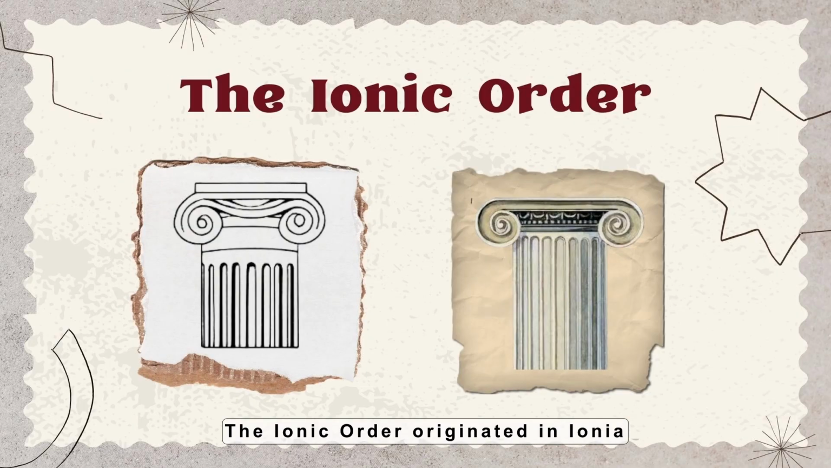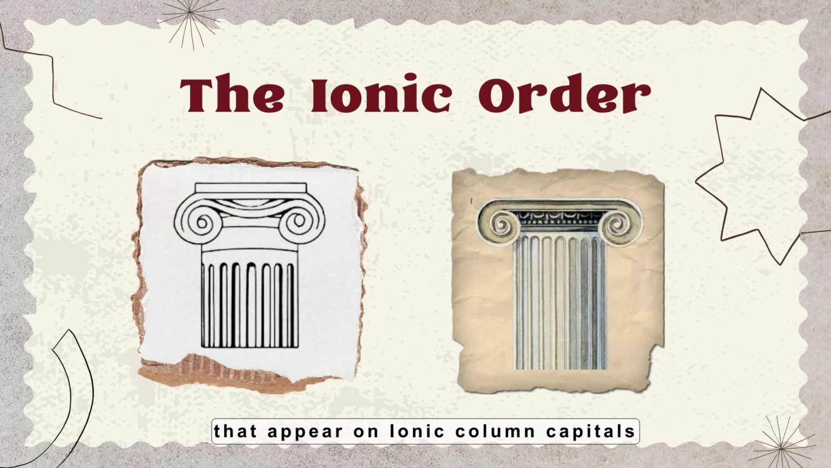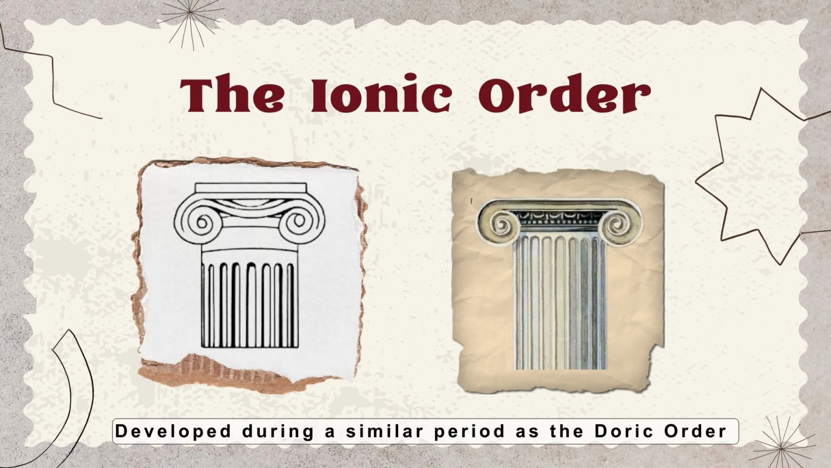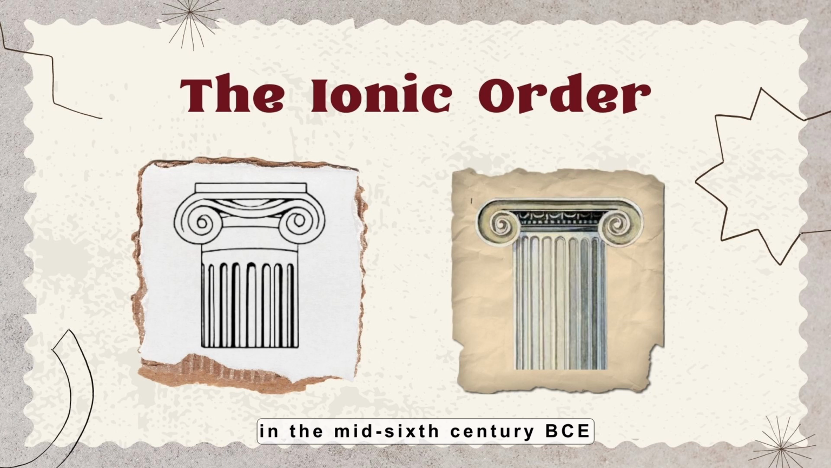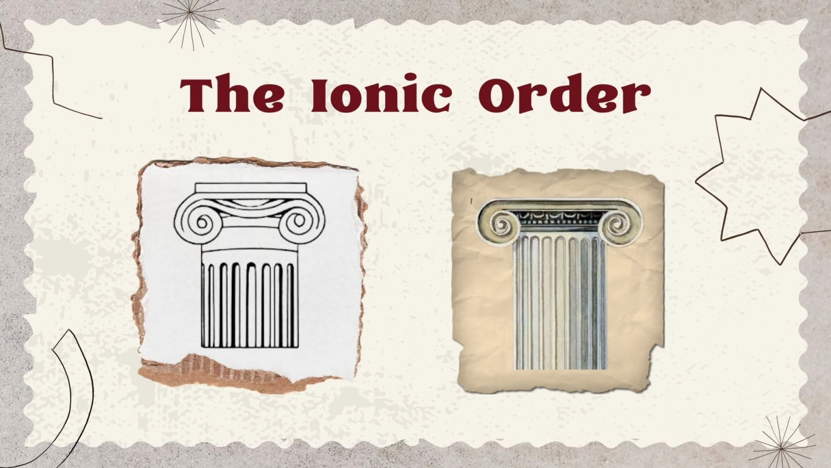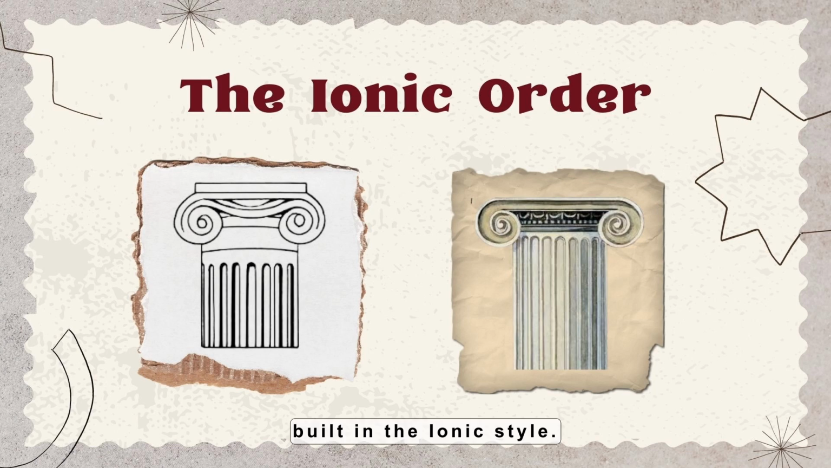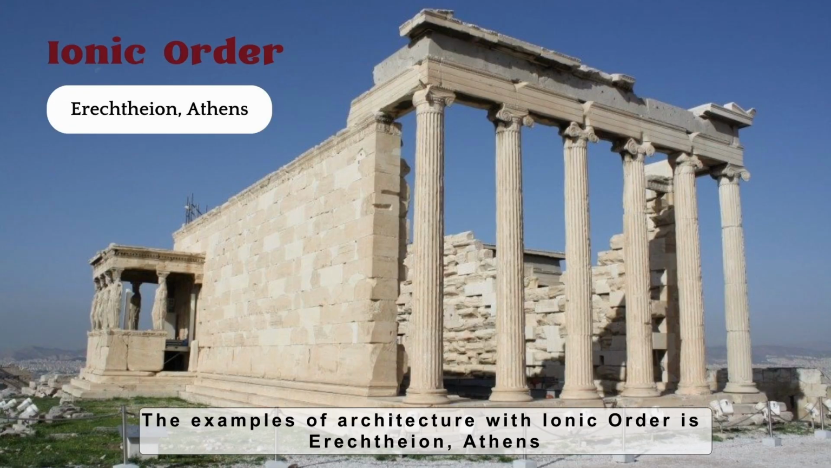The Ionic order originated in Ionia, a coastal region of what is now called Turkey. It is characterized mainly by scroll-like ornaments that appear on Ionic column capitals known as volutes, as well as the column base supports. Developed during a similar period as the Doric order in the mid-6th century before the Common Era, Ionic columns made their way to mainland Greece the following century, with many of the country's landmarks built in the Ionic style. An example of architecture with the Ionic order is the Erechtheion, Athens.